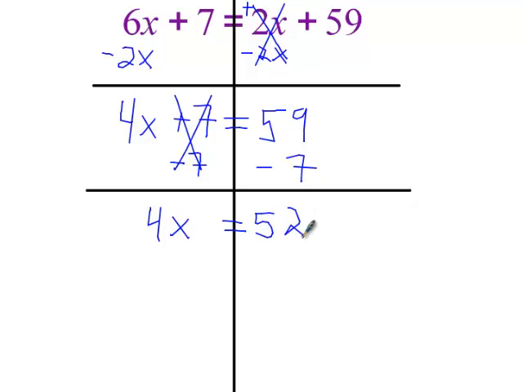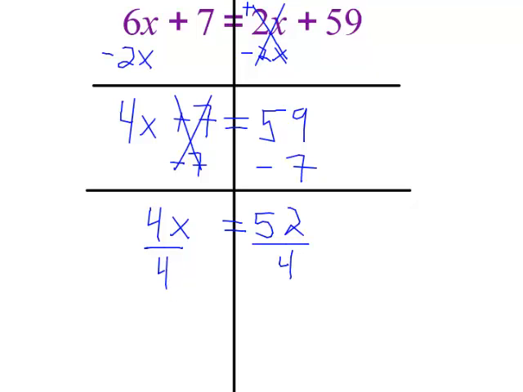Okay? Now, how do we get x by itself? Well, we've gone through subtraction. We've gotten rid of subtraction and addition, so now we have to get rid of multiplication and division. So we have multiplication here. So what's the opposite of multiplication? Right, division. So we're going to divide both sides by 4.